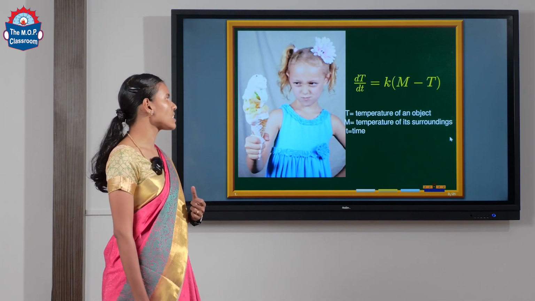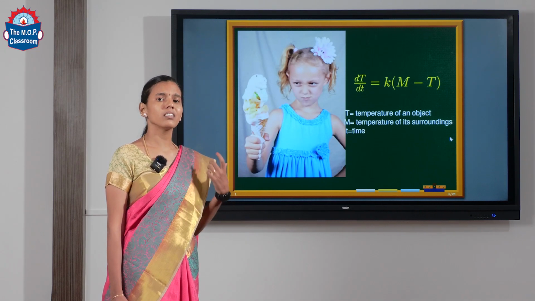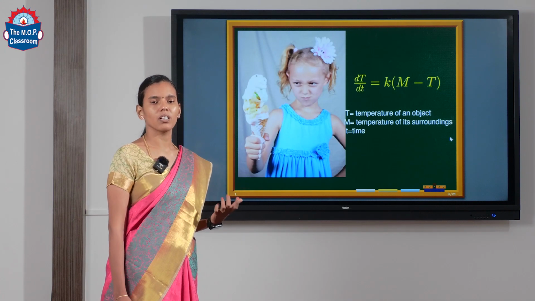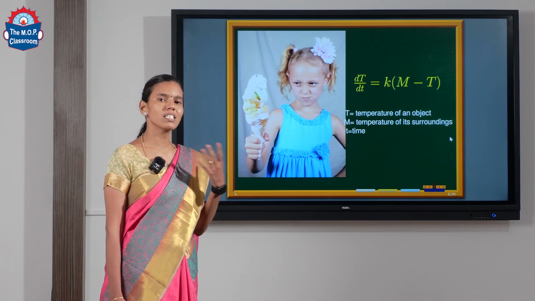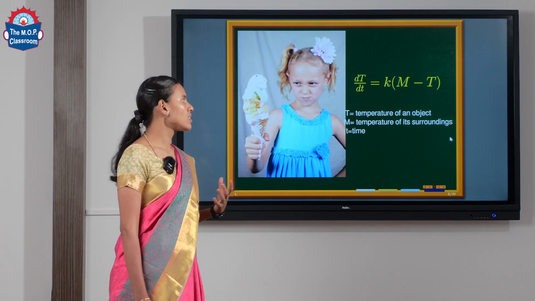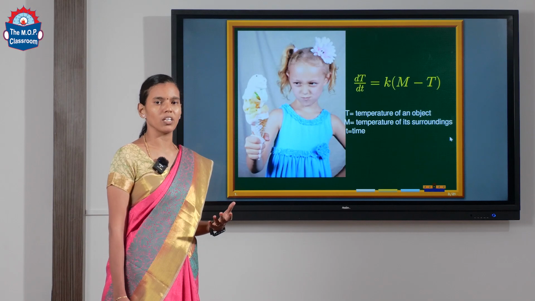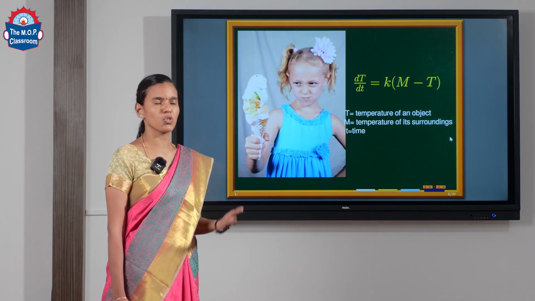the capital T indicates the temperature of an object. Here our object is the ice cream, the temperature of the ice cream, and M is the temperature of its surroundings. When it comes in contact with the room temperature, it starts to melt. So that is the temperature of our surroundings, and t is the time. Time here is an independent variable and the temperature of an object is a dependent variable. The dependent variable depends upon the time as it starts to melt.